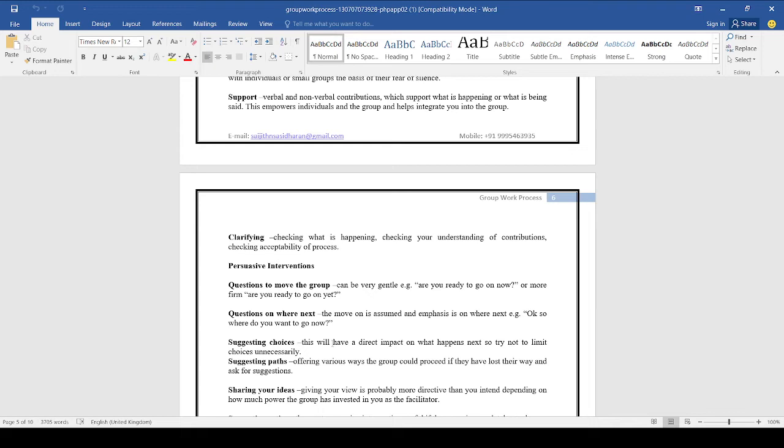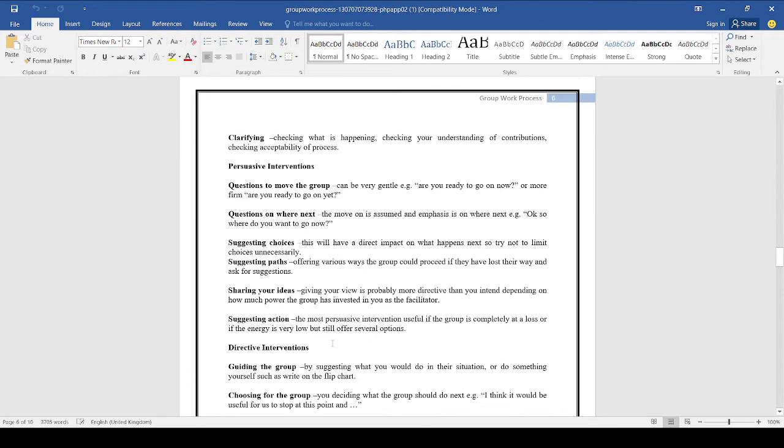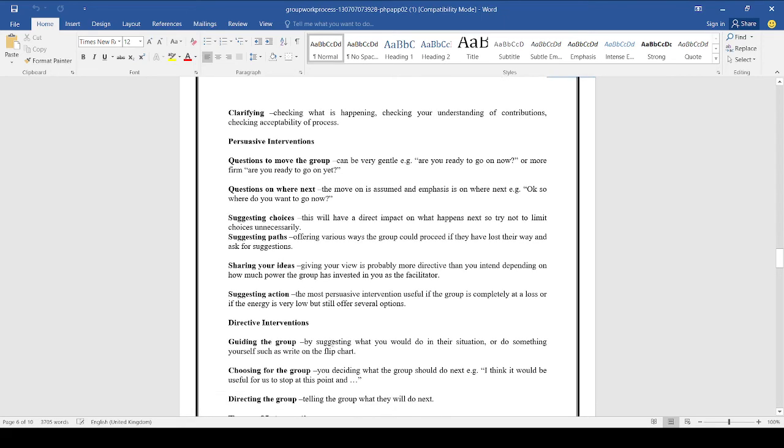Questions on where next, what is the next plan. We can raise the questions, we can suggest the choices, suggesting some paths. We can share our ideas with the group members, suggesting an action. These are the persuasive interventions. So we can pull the group members to do something.